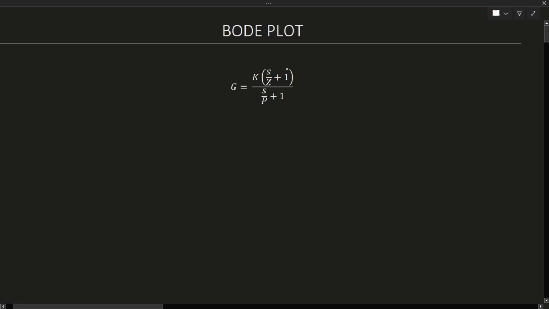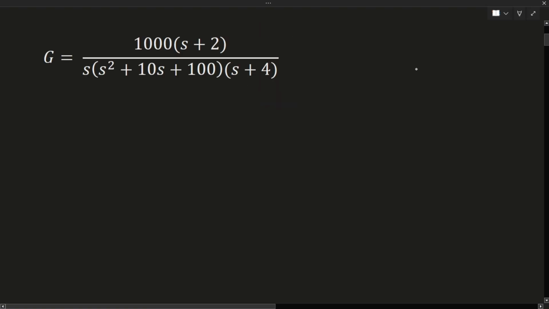So the first step for the Bode plot diagram is that you have to convert your transfer function into this form right here, where anything that's getting multiplied in the parentheses has to be plus 1, denominator and numerator. For example, if you have a transfer function like this, you have to convert the 2, the 100, and 4 into ones, okay? And the only way to do that is just to factorize them out.